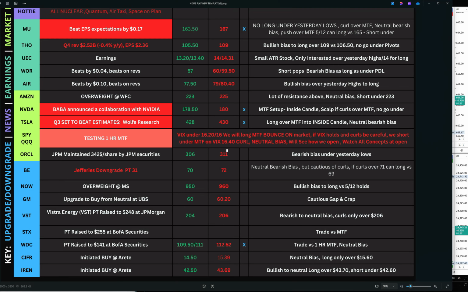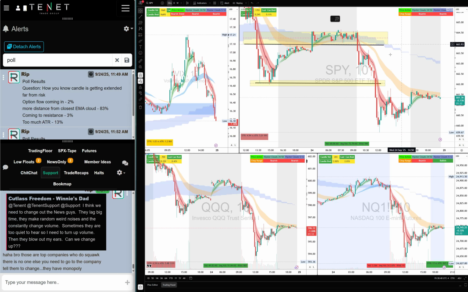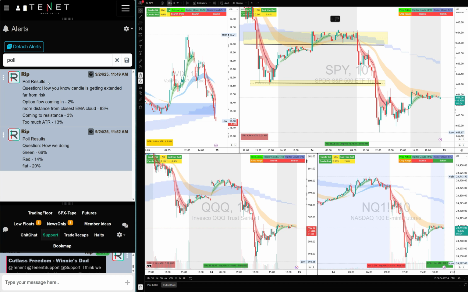What did I say in the plan? VIX under 16, we long MTF. If VIX holds and curls, be careful. We short under MTF on the VIX 16.40 curl. Simple. This line, and you made thousands of dollars today. It's not about money. I don't like talking about money, but the reason I'm talking about it is because it's such a simple strategy, such a simple concept, and you got it.